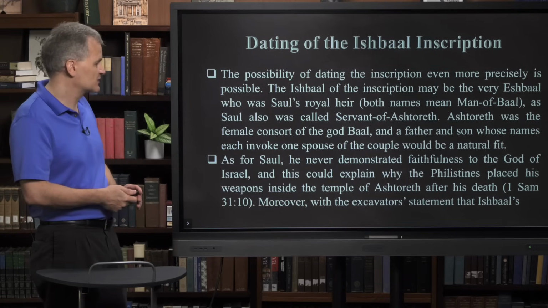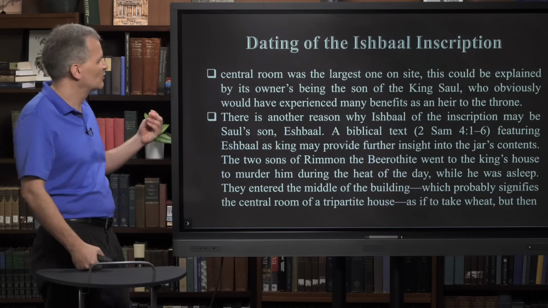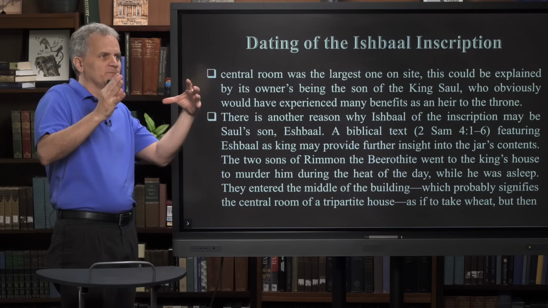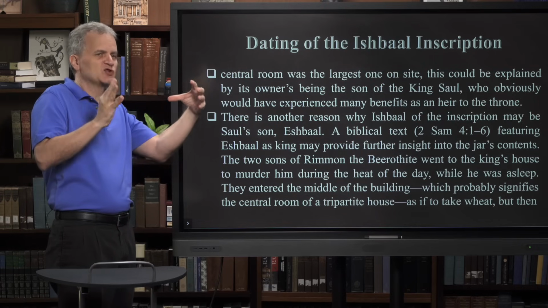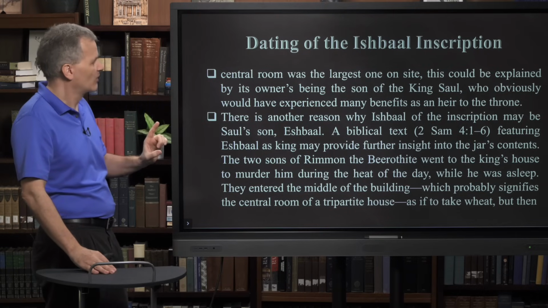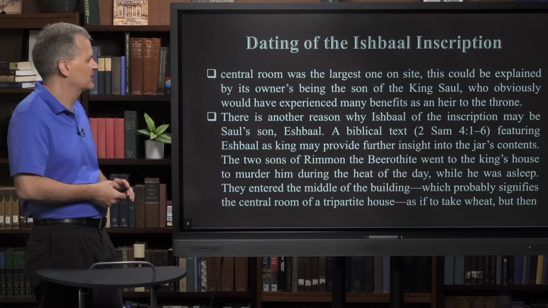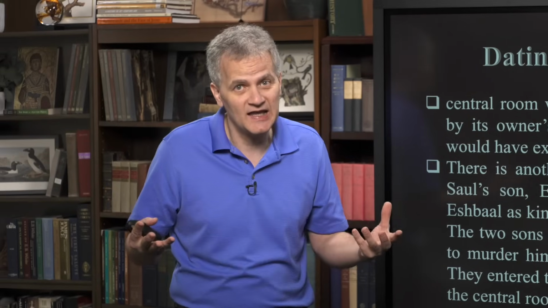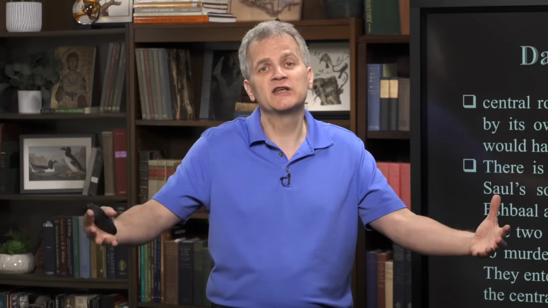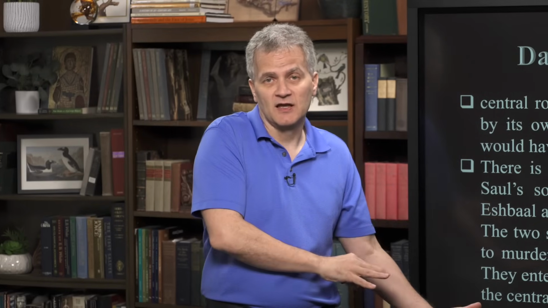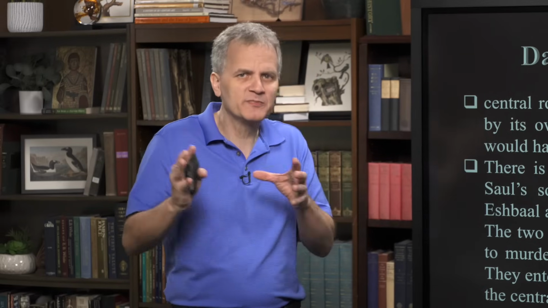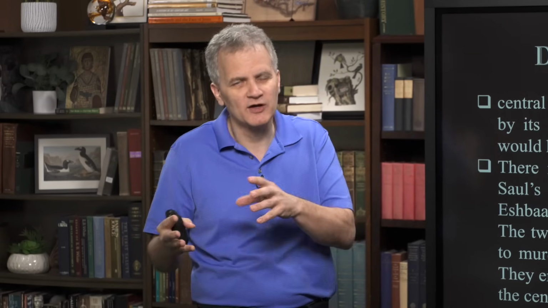Moreover, with the excavator's statement that Ishbaal's central room was the largest one on the site, this could be explained. The fact that this largest room belonged to Ishbaal could be explained by how its owner was the son of King Saul, who obviously would have experienced many benefits as an heir to the throne. So when you are the son of the king, good things are going to happen to you. You're going to get whatever you need in plenty. So he probably had this ideal house with the largest central room and had this storage jar in it. But what would be in the storage jar? And how can we link this better to Saul's son?